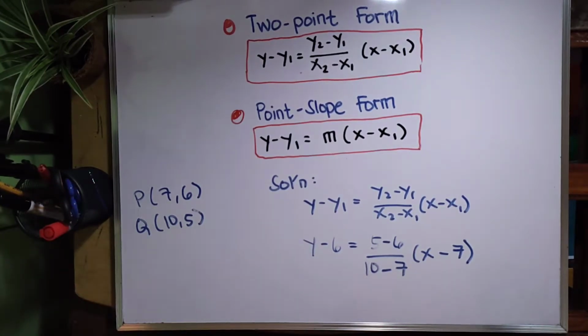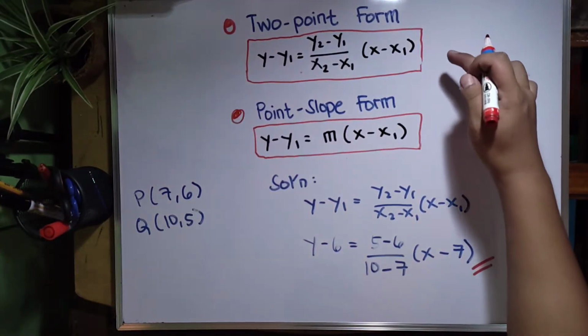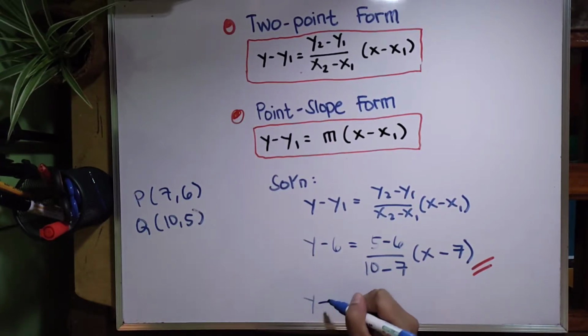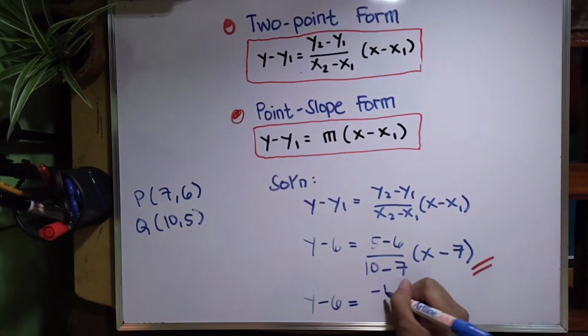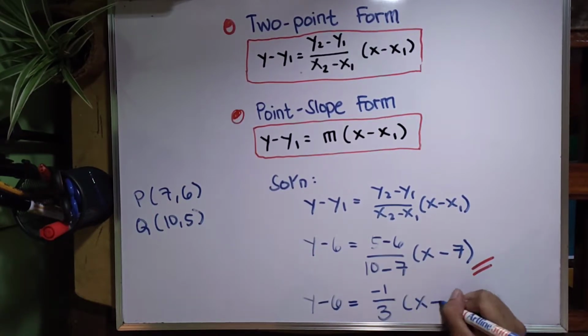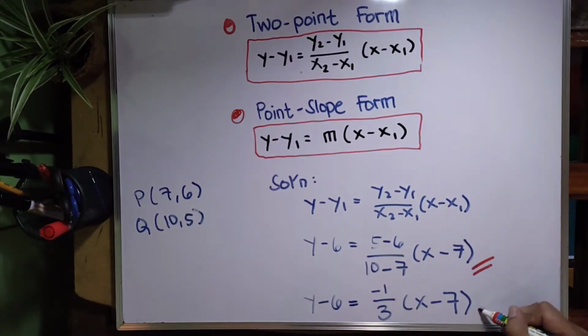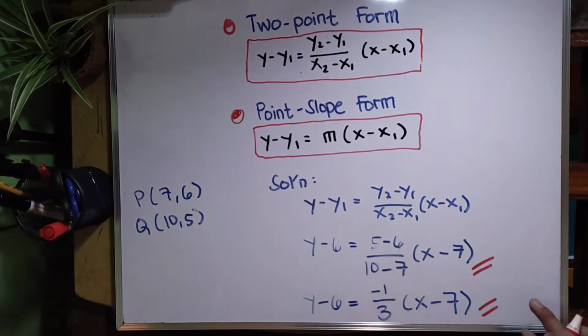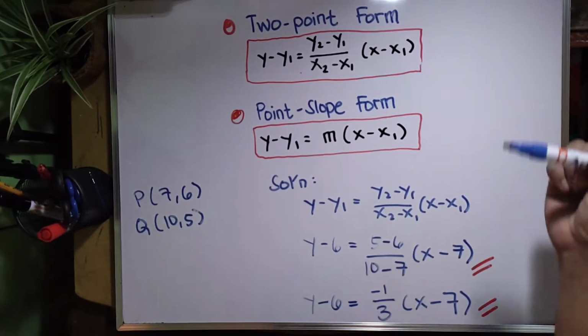Now in here, we already have the 2-point form. Okay, this is the 2-point form. Now if we wish to combine this or to simplify this, y minus 6 equivalent to negative 1 over 3 times x minus 7, then we will be having the point slope form. Ito. From 2-point form, combining this, we will be having the point slope form, where the m, the slope, is negative 1/3.